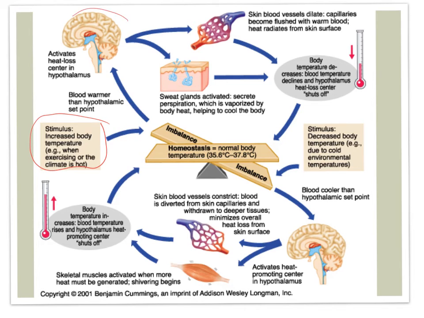So that activates the heat loss centre in the hypothalamus, and messages are sent out to the various parts of the body that are involved in body temperature control. First, the blood vessels in the skin, at the surface of the skin, will dilate, and that means all the capillaries there become flushed with warm blood, and that heat in that warm blood can then radiate from the skin surface.